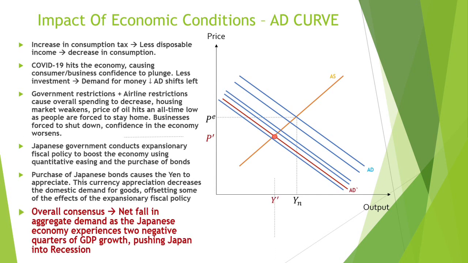So the overall consensus for Japan is that there's been a net fall in aggregate demand. This is evident in the recent news as Japan has actually entered a recession after going through 2 negative quarters of GDP growth. And now we'll have a look at the AS curve.